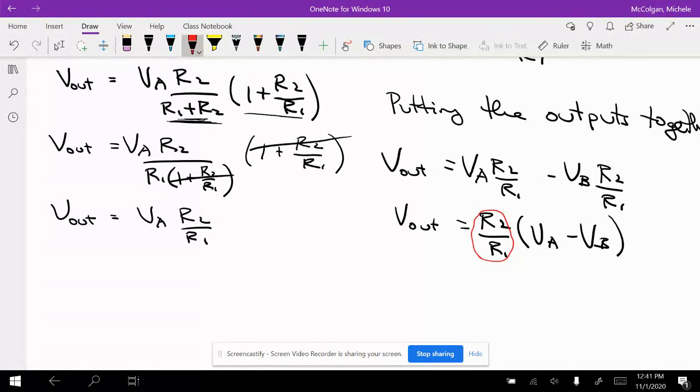One of the things you can often do is just make your R2 some factor times R1. So we can just pick an R1 and then find a multiple of R1 to turn into R2 to give us the scaling that we would like.